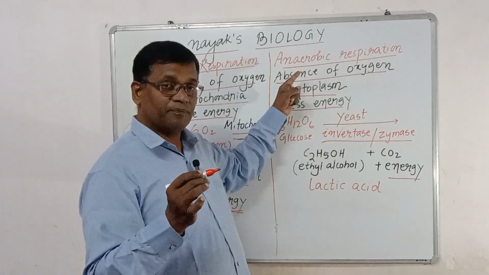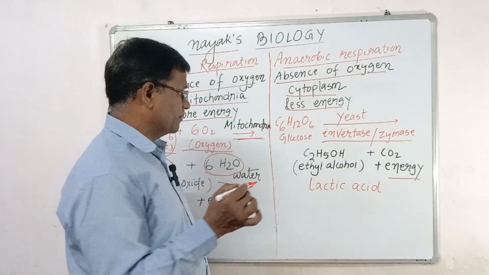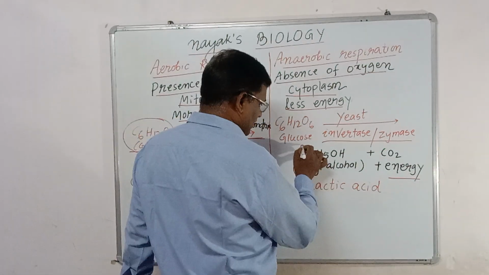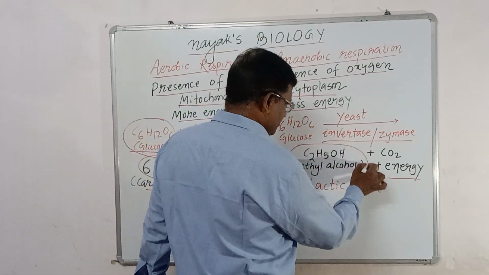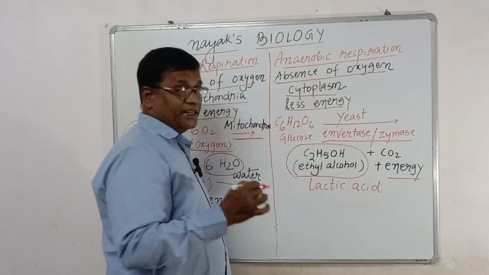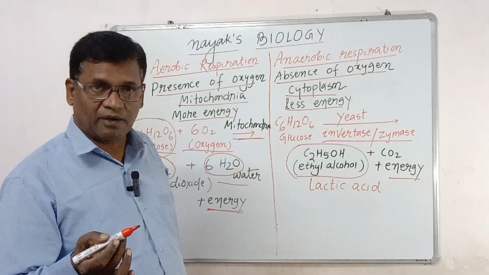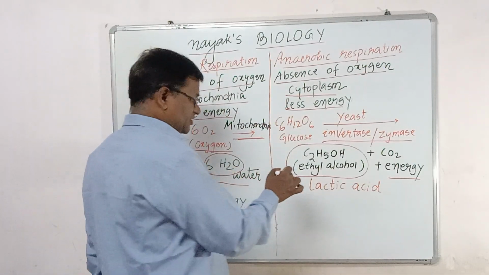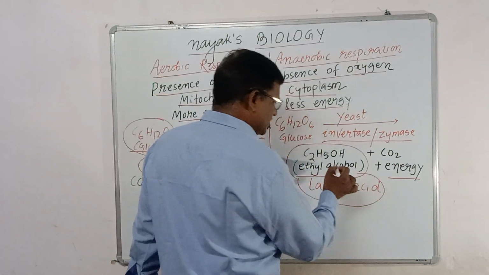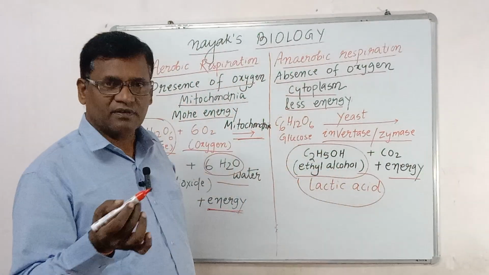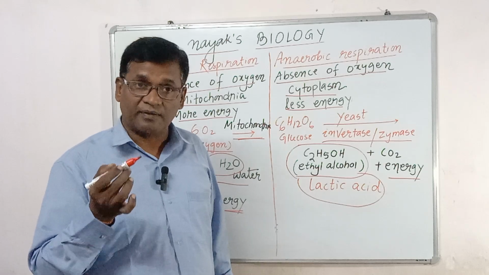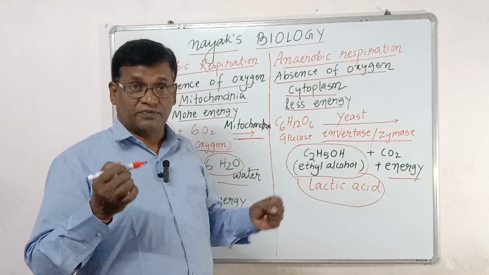Whereas in anaerobic respiration, what is the end product? The end product is ethyl alcohol, formed during fermentation. If anaerobic respiration occurs in our muscles, lactic acid will be formed. What is lactic acid? It is formed from glucose when it is not getting a sufficient amount of oxygen during vigorous exercise.